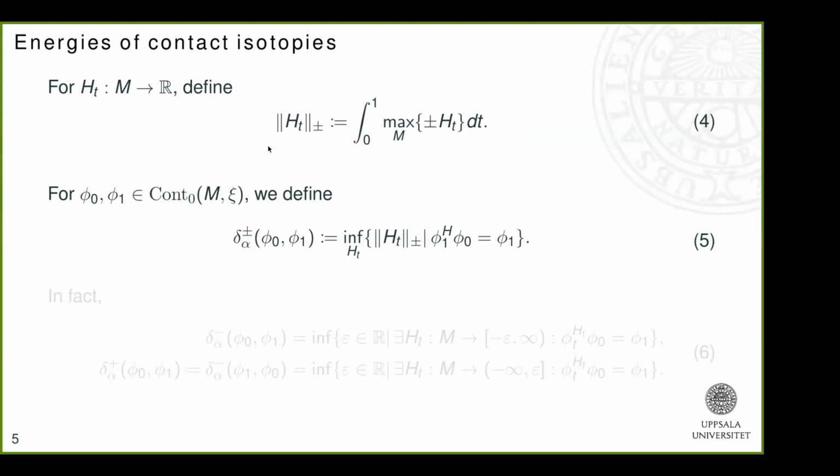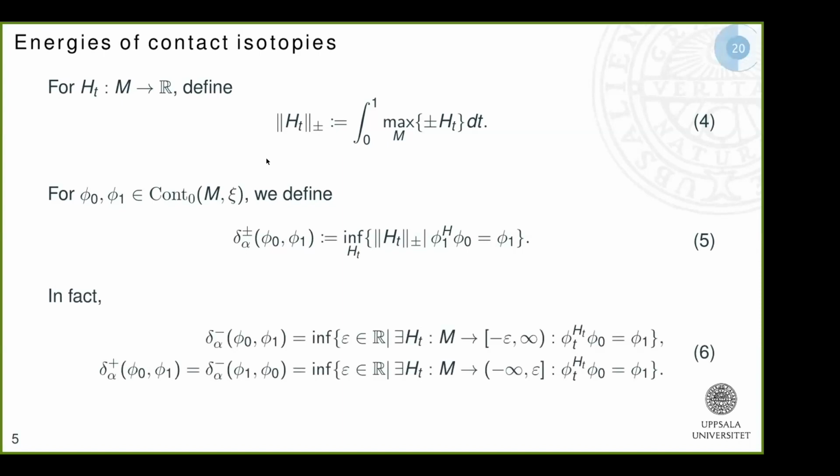And in fact, these can be rewritten in the following way, namely delta minus of two contactomorphisms is the infimum over all real numbers epsilon such that there exists a Hamiltonian which is at least as big as minus epsilon, which induces a contact isotopy from phi 0 to phi 1. And so there's a typo, which should be phi_H^1 of phi 0 is equal to phi 1. And similarly delta plus can be written in the same way as the infimum over epsilon such that the Hamiltonian is at most as big as epsilon.